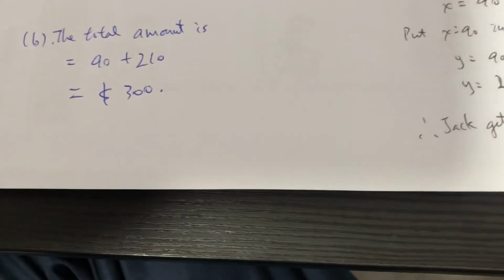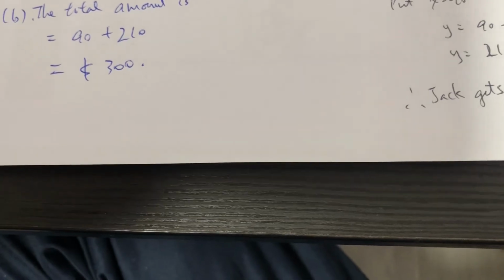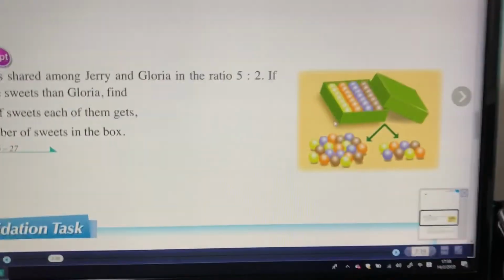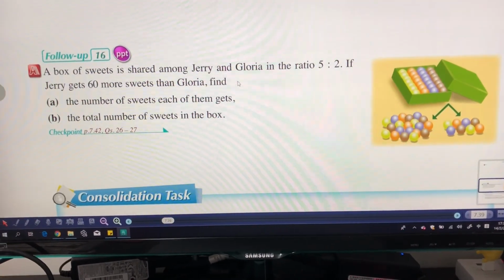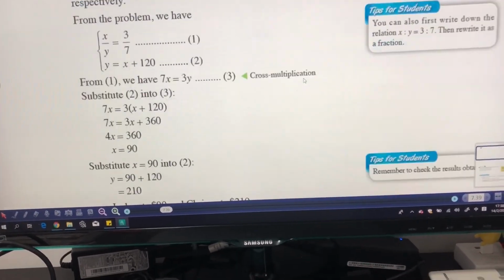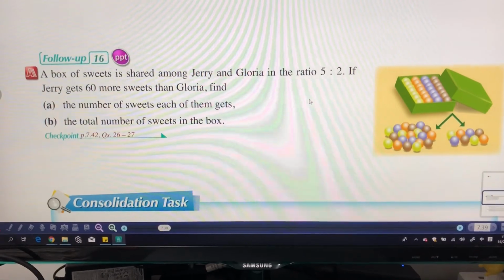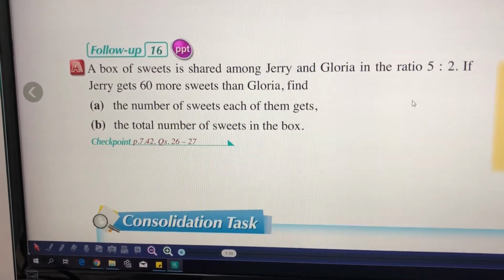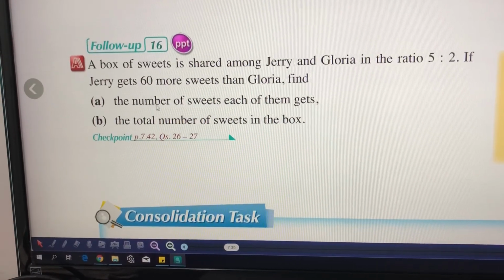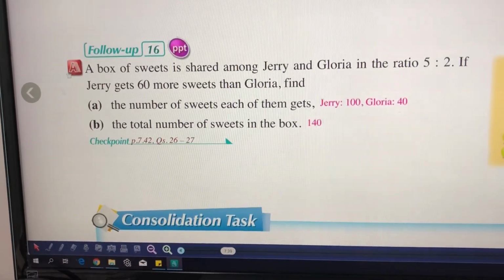Now it is your turn. You may try to do follow-up 16 now. Okay, follow-up 16. So here's the answer.